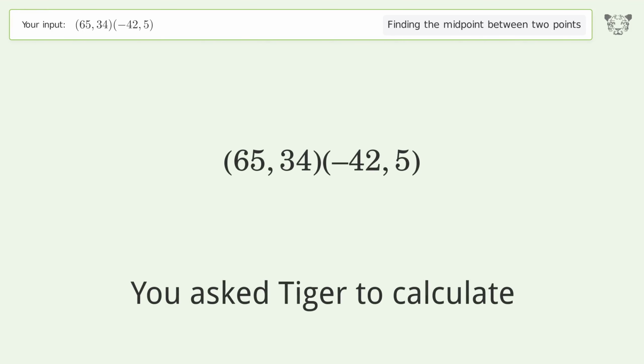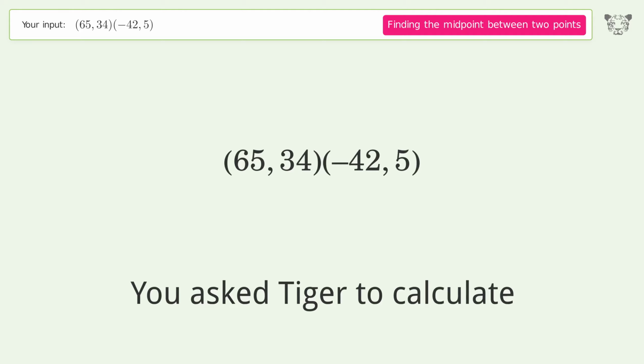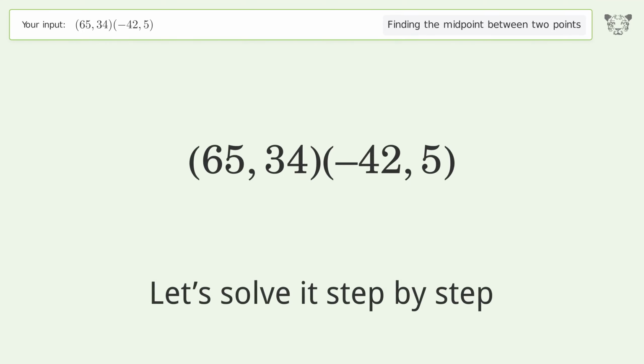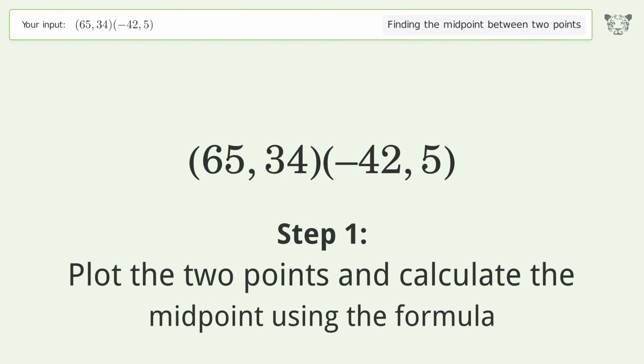You ask Tiger to calculate. This deals with finding the midpoint between 2 points. The midpoint between the 2 points is 11.5, 19.5. Let's solve it step by step. Plot the 2 points and calculate the midpoint using the formula.